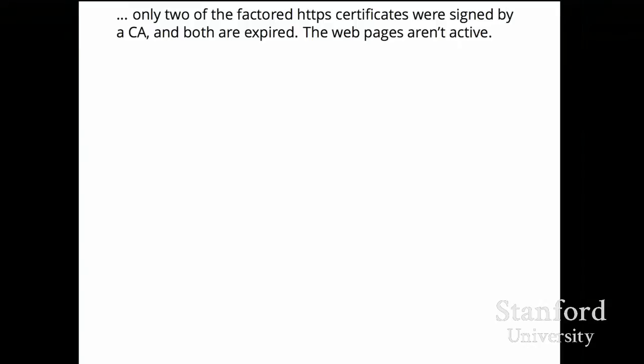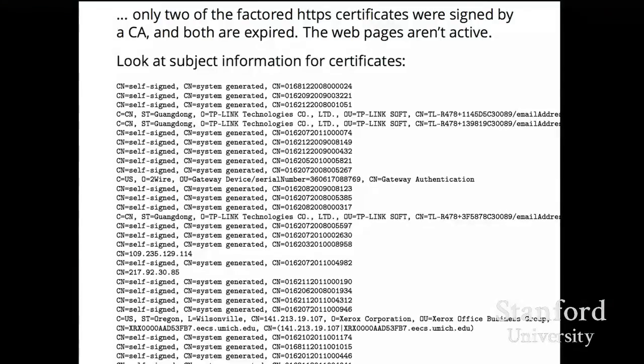For the TLS certificates that we factored, when we went and looked at those, the vast, vast majority of them were not browser-trusted certificates. They were not signed by a certificate authority. Nobody paid money for these things. And the web pages for the two that had been signed by certificate authorities weren't active when we were looking at them. So the subject information for the certificates looks something like this.